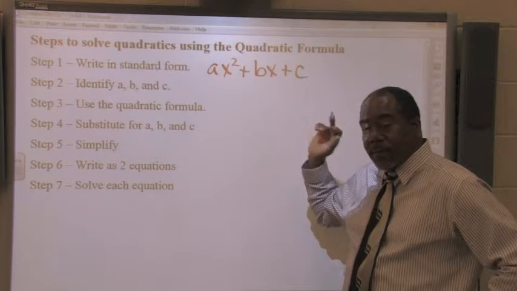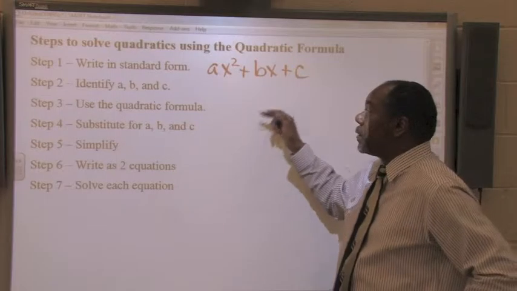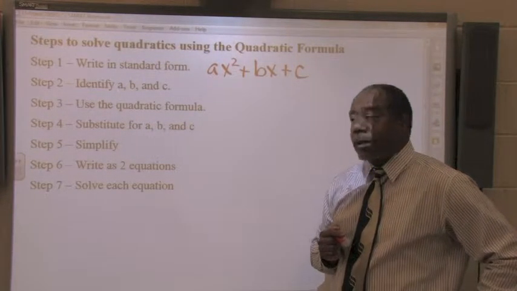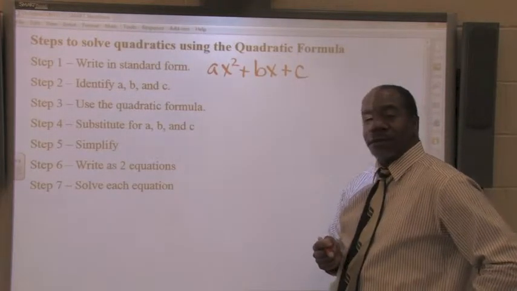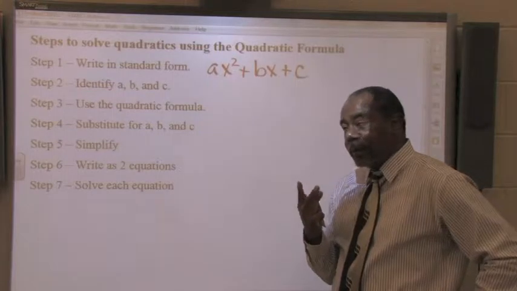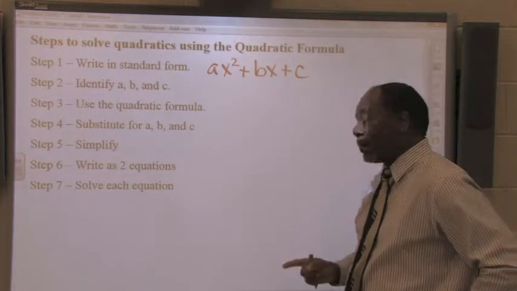Step 3 is just making sure you have the quadratic formula correct. Step 4, you substitute those numerical values in for a, b, and c. Step 5 is simplify it. Step 6 is to write it into 2 equations. And step 7 is to solve them. Let's take a look at a couple of examples.